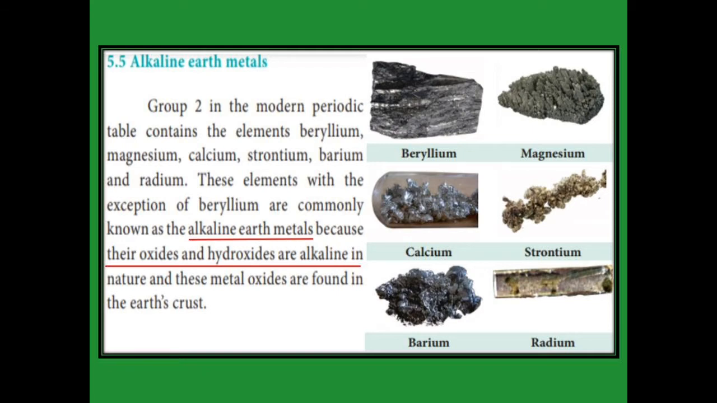Alkaline earth metals: beryllium, magnesium, calcium, strontium, barium and radium. These are all called alkaline earth metals. Except for beryllium, the other elements' oxides and hydroxides are alkaline in nature, so they are called alkaline earth metals, and their oxide forms are found in the earth's crust.